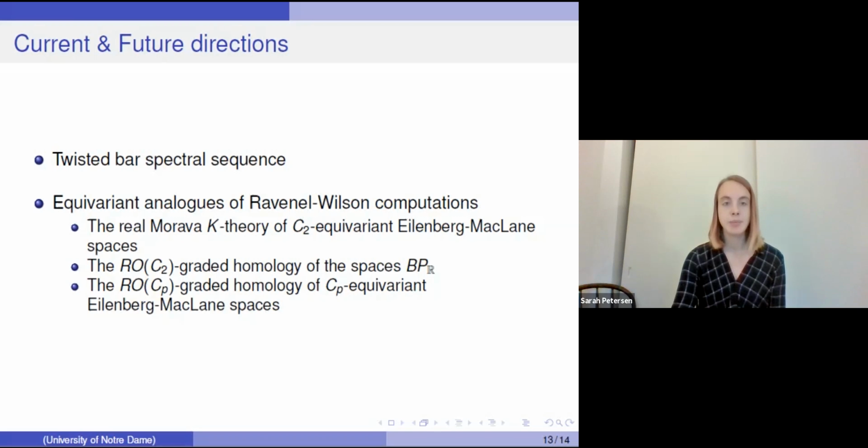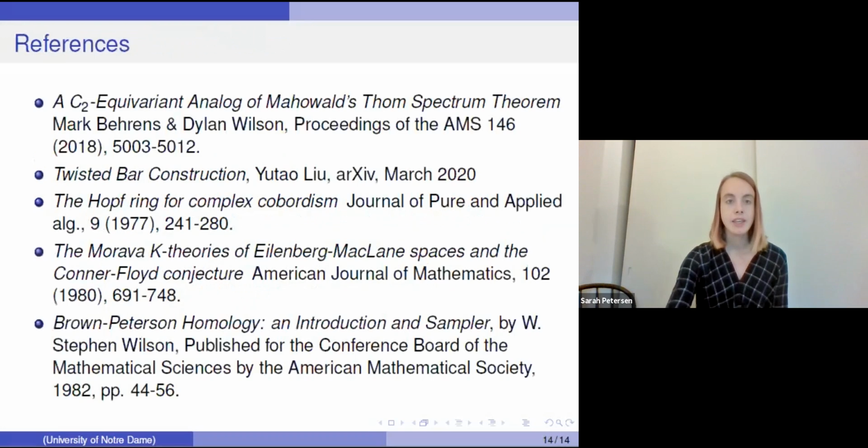Additionally, I'm interested in pursuing equivariant analogues of other Ravenel-Wilson computations, including the real Morava K theory of C2 equivariant Eilenberg-MacLane spaces, the RO(C2)-graded homology of the spaces of the real Brown-Peterson spectrum, and the RO(CP)-graded homology of CP equivariant Eilenberg-MacLane spaces.